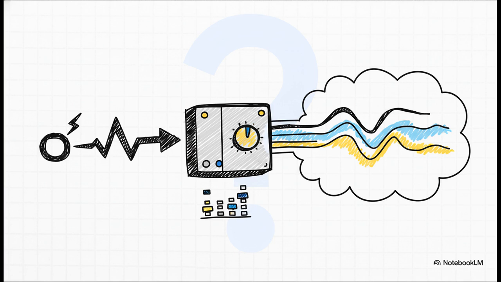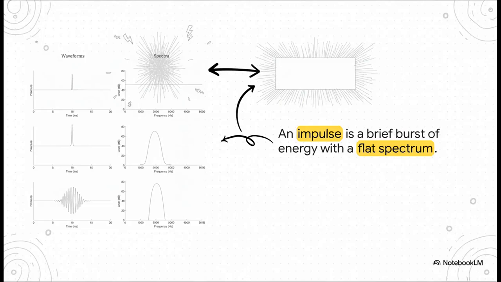What do you think comes out the other side? So first, let's look at what we're putting in. That click is called an impulse, and in terms of time, on the left, it's just a single instantaneous spike. But in the frequency world, on the right, whoa! It's amazing. That one tiny click actually contains every single frequency, all at the same energy. It's like a burst of pure sonic potential.